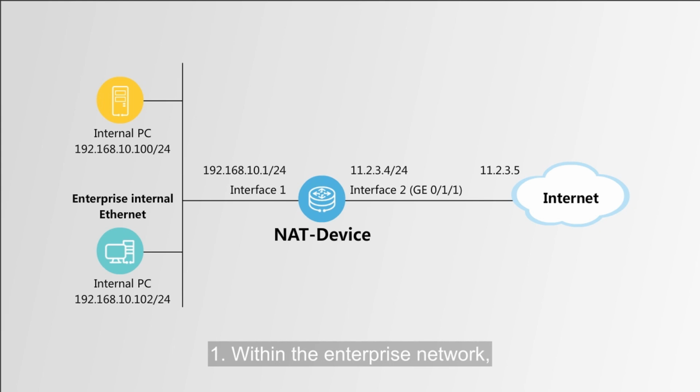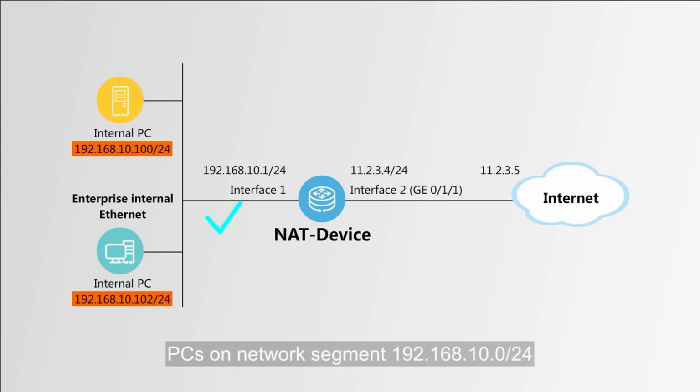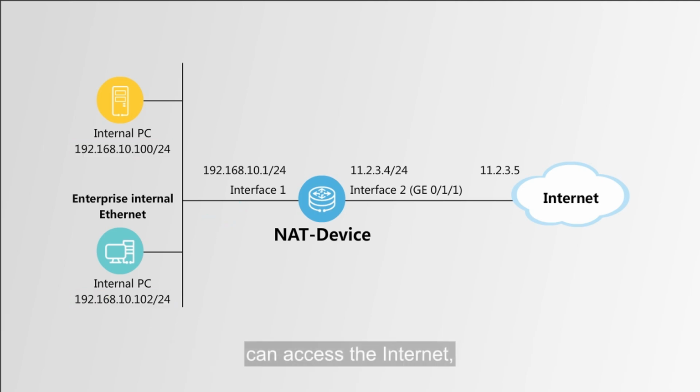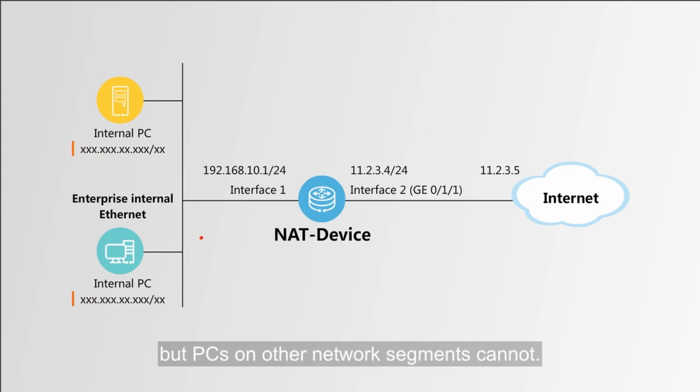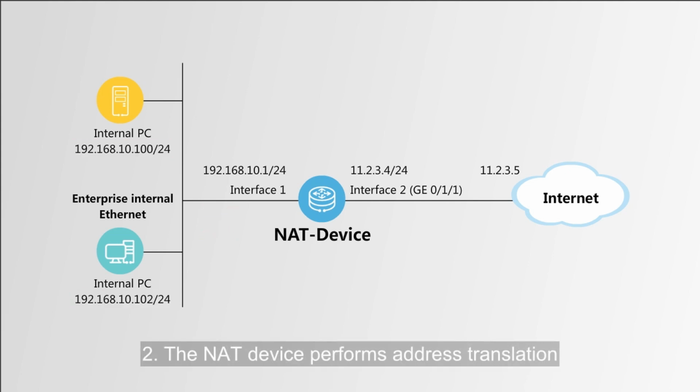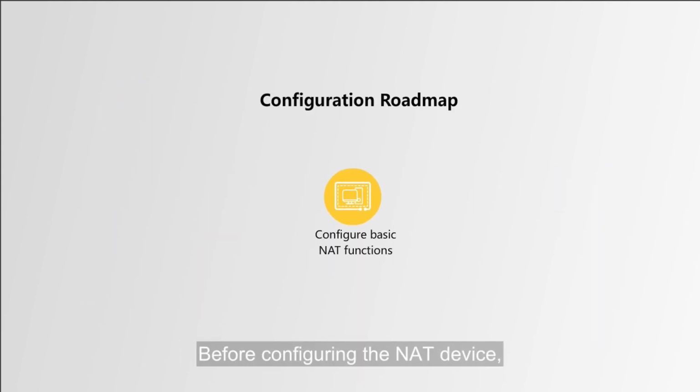1. Within the enterprise network, PCs on network segment 192.168.10.0 with a mask length of 24 can access the Internet, but PCs on other network segments cannot. 2. The NAT device performs address translation only for the public IP address 11.2.3.4. Before configuring the NAT device, let's look at the configuration roadmap.